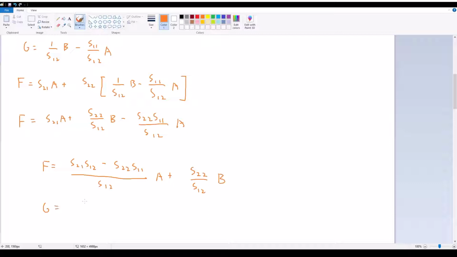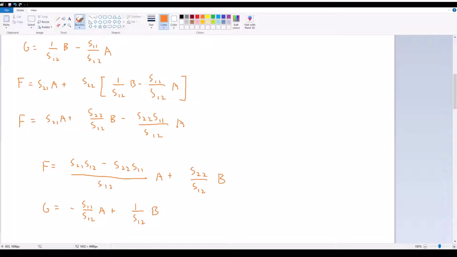G is equal to 1 over S12 times B minus S11 over S12 times A, sorry. Or I should probably reverse this just to make it symmetrical. In which case, this is going to give us negative S11 over S12 times A plus 1 over S12 times B.